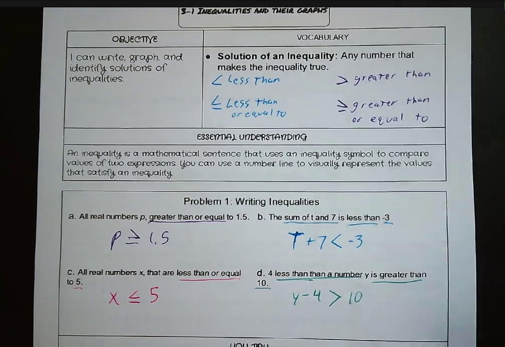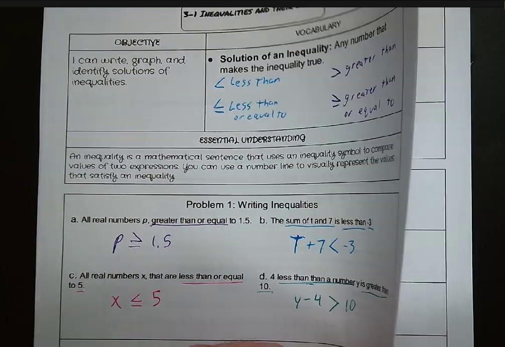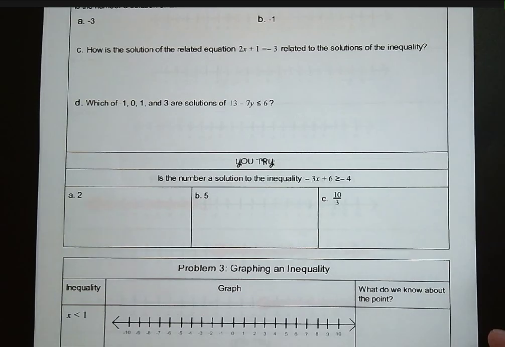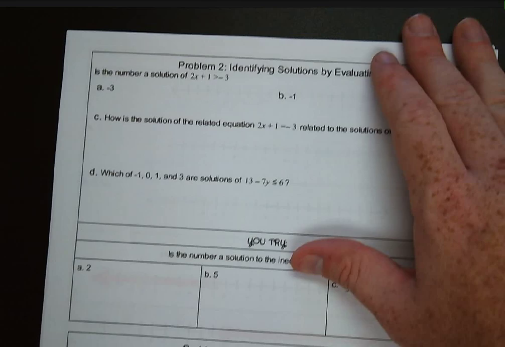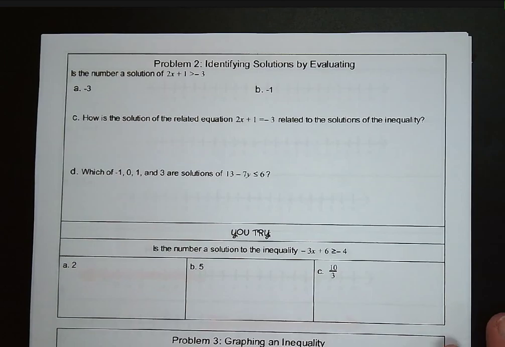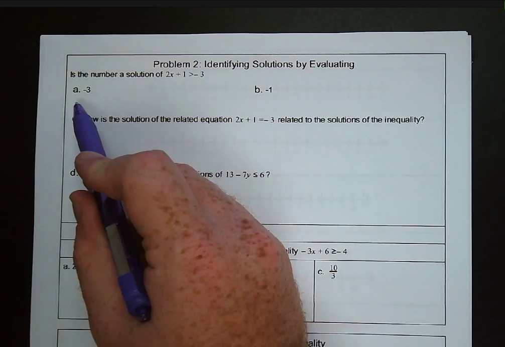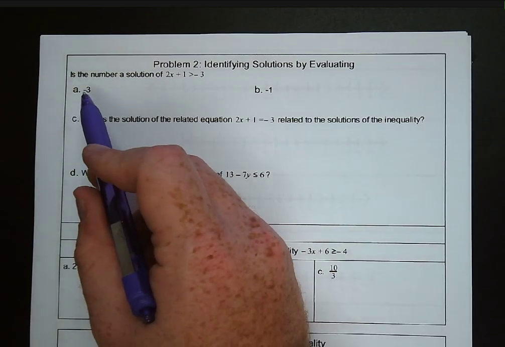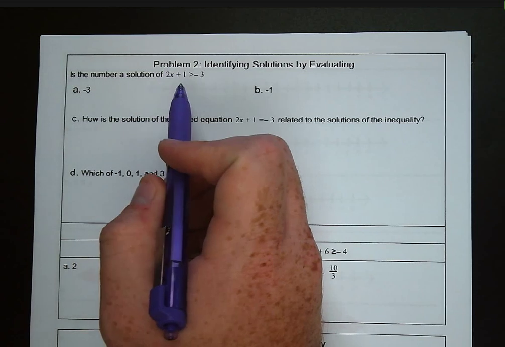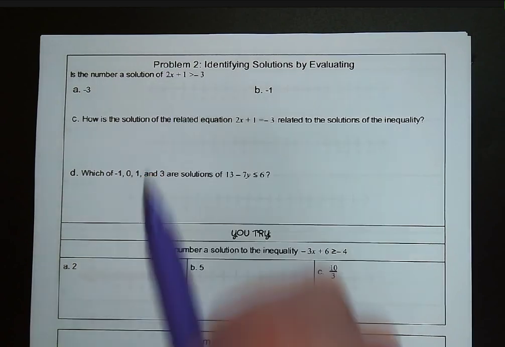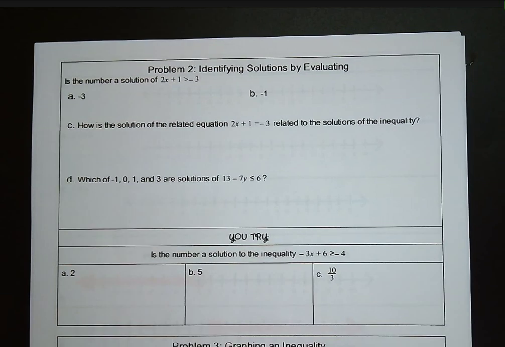Moving on to problem number 2. Problem number 2 has us identifying solutions of inequalities by evaluating. So that means we are going to be plugging them in. So we want to know, letter A, is -3 a solution for 2x plus 1 is greater than -3? Well, let's check it out.